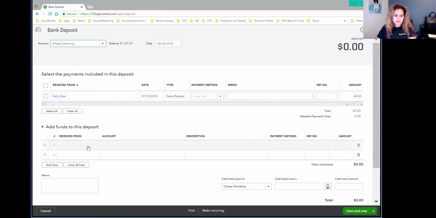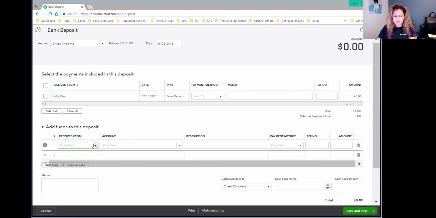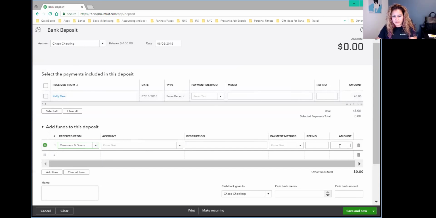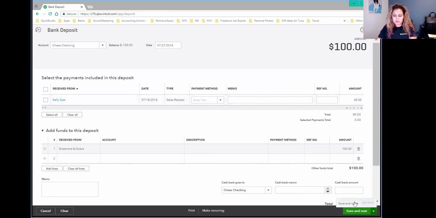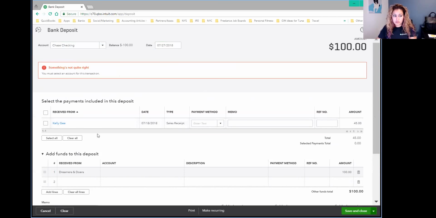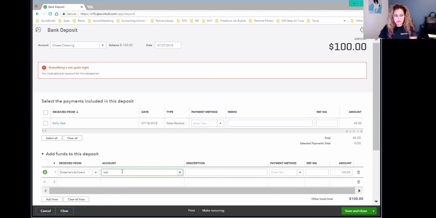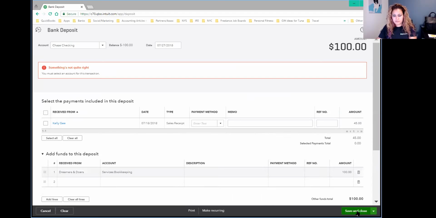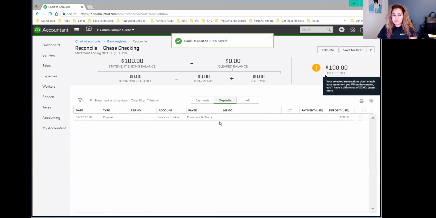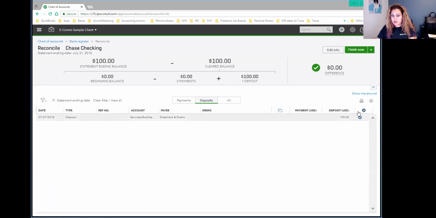So let's see, we received this from, I don't even know if we have any customers. Dreamers and Doers paid us $100 on 7/27, right? Save and close. And then bookkeeping, save and close, right? So now that $100 shows up. So when I'm ready, and I click this off, this means that you have succeeded. When you get to 0, you have succeeded.